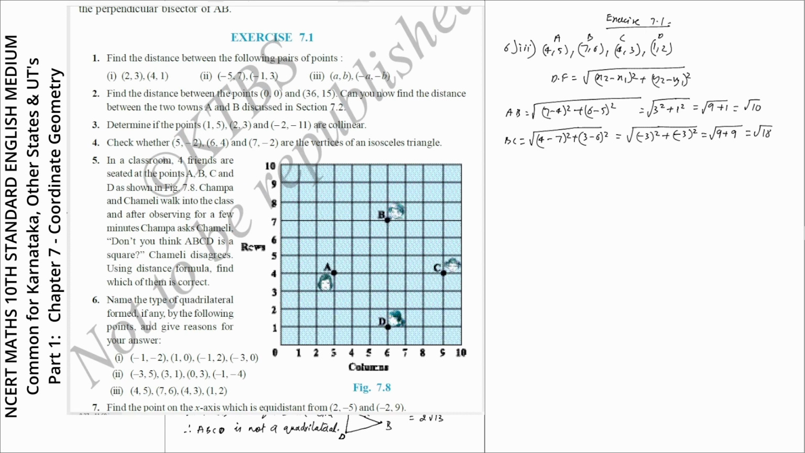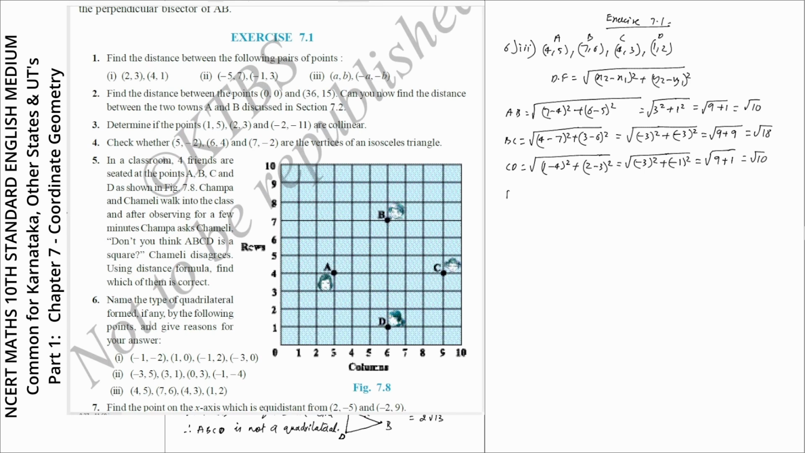So I'll get square root of 18. Now what is CD? CD is given by square root of (x2 minus x1) the whole square, that is (1 minus 4) the whole square, plus (y2 minus y1) the whole square, that is (2 minus 3) the whole square. Now this is equal to (1 minus 4 is minus 3) the whole square, plus (2 minus 3 is minus 1) the whole square. So minus 3 the whole square is plus 9, plus minus 1 the whole square is plus 1. So I'll get square root of 10.